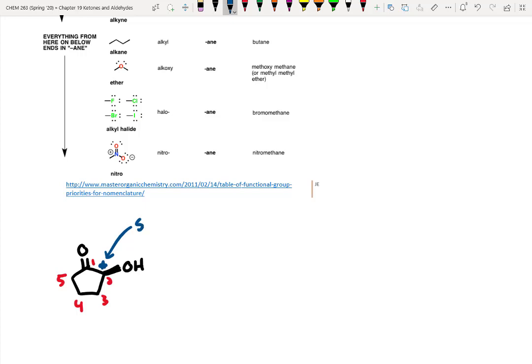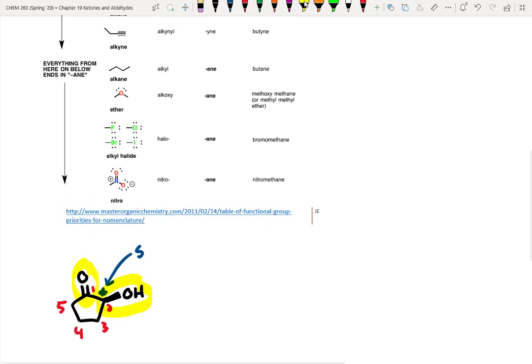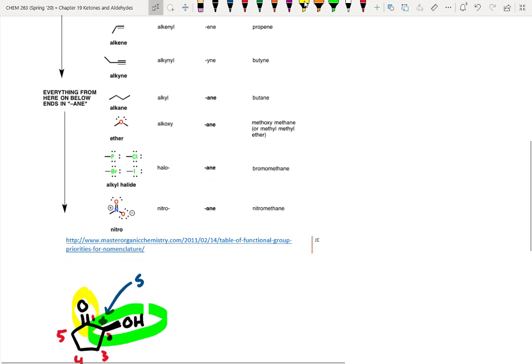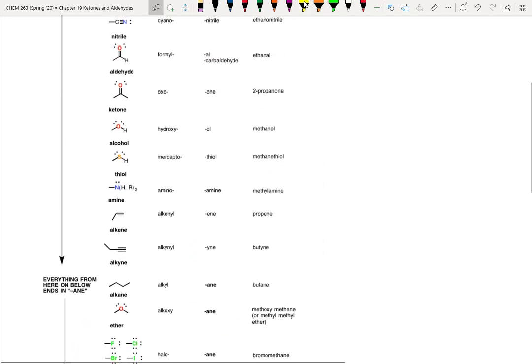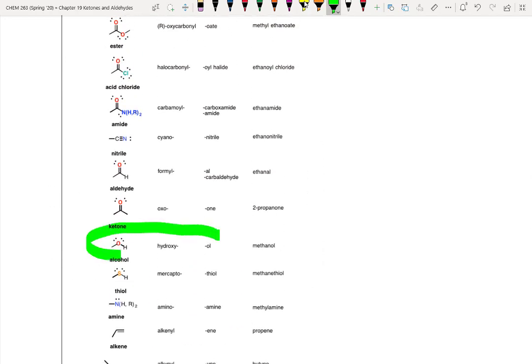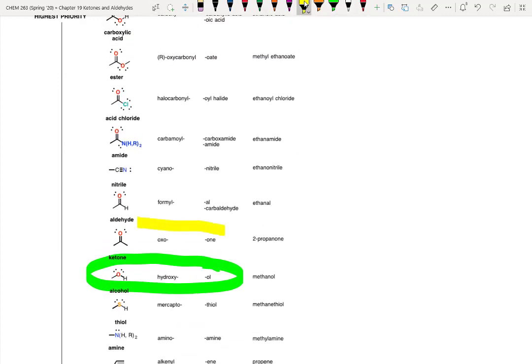And in this case, we've got two different functional groups we need to be concerned with. We've got this ketone functional group, and we've got an alcohol functional group. So the question is, which one's more important? I kind of gave it away. The ketone's more important, which is why I gave it position 1, but let's go check in this list. In fact, I'm going to change the colors here. Okay, so let's go see where the alcohol and ketone are. So the alcohol is right there, and then the ketone is right here.